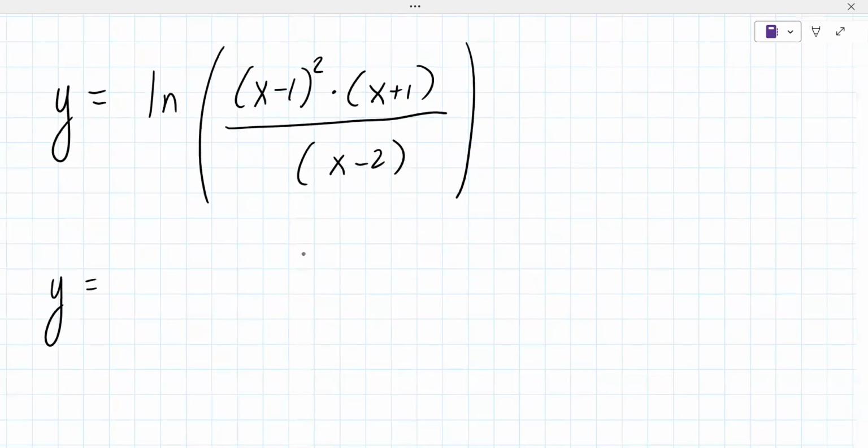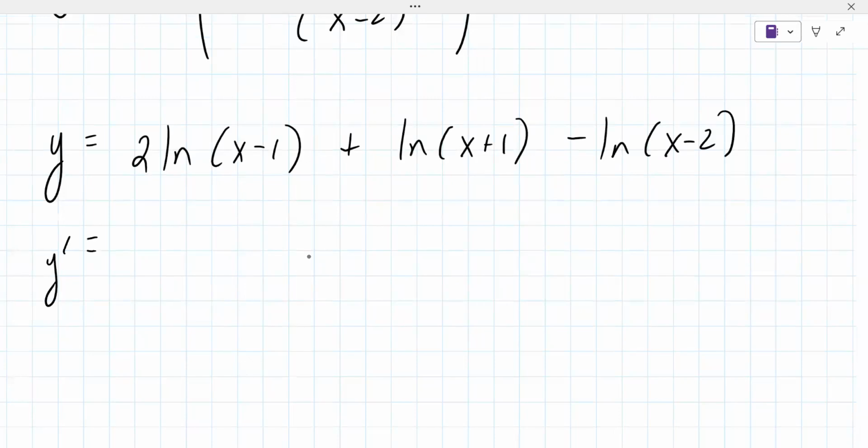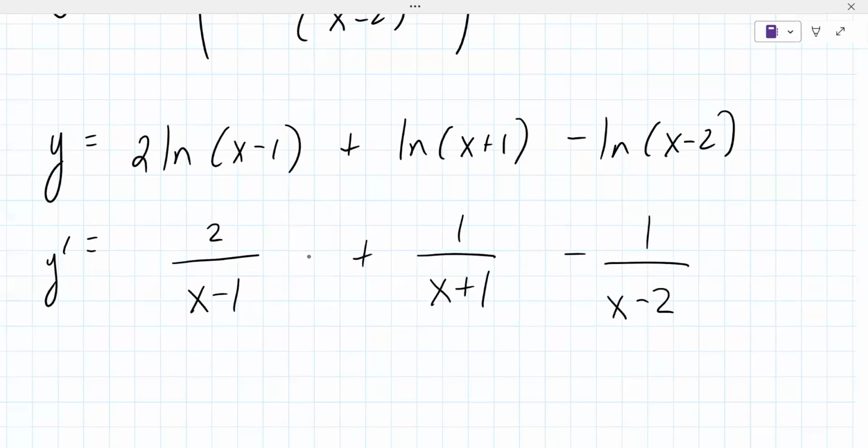But if you use the properties of logarithms and expand this, you get 2 natural log of (x minus 1) plus natural log of (x plus 1) minus natural log of (x minus 2). Well, the derivative is very easy now. There's no quotient rule. It's 2 over (x minus 1) plus 1 over (x plus 1) minus 1 over (x minus 2).